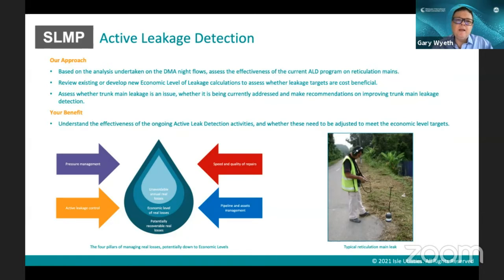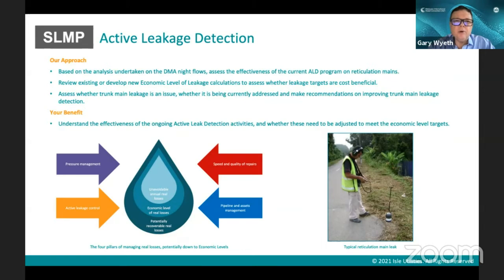Another key thing to address is the trunk main leakage. If you remember when we looked at the non-revenue water balance a few slides back, it showed that one utility in Australia had 9% of its leakage on trunk mains. Now, a lot of utilities will try to say that their trunk mains don't have much leakage. And this is often because doing leak detection on trunk mains is quite difficult.